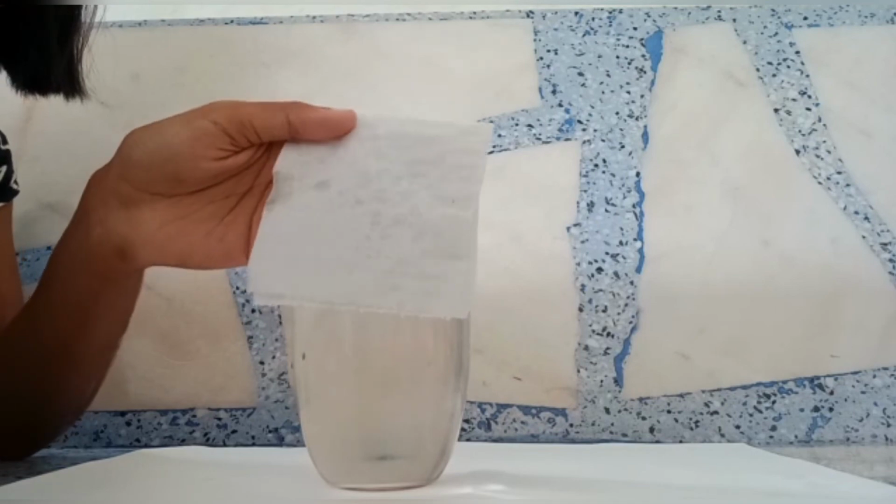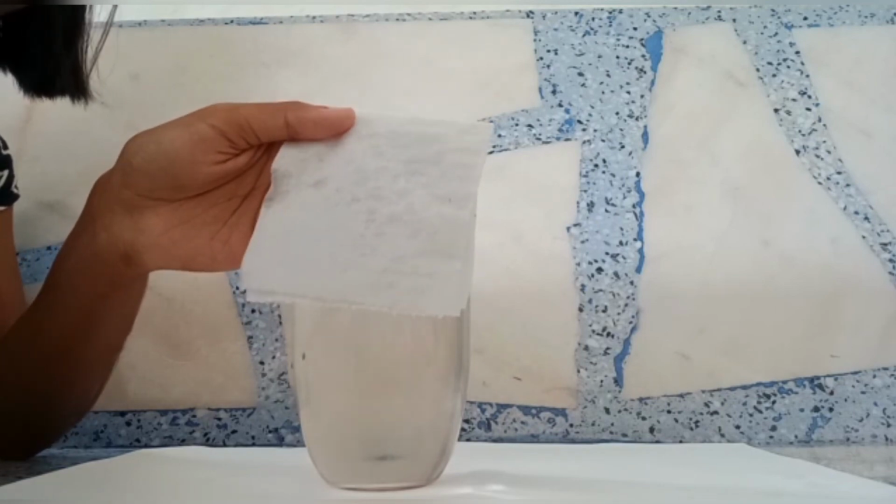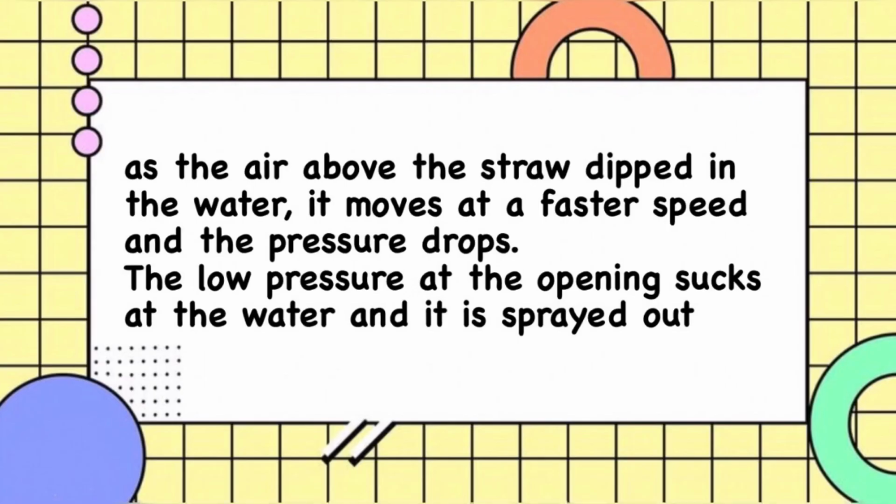You can see that the tissue paper got wet. As the air above the straw dipped in the water moves at a faster speed, the pressure drops. The low pressure at the opening sucks up the water and it is sprayed out.